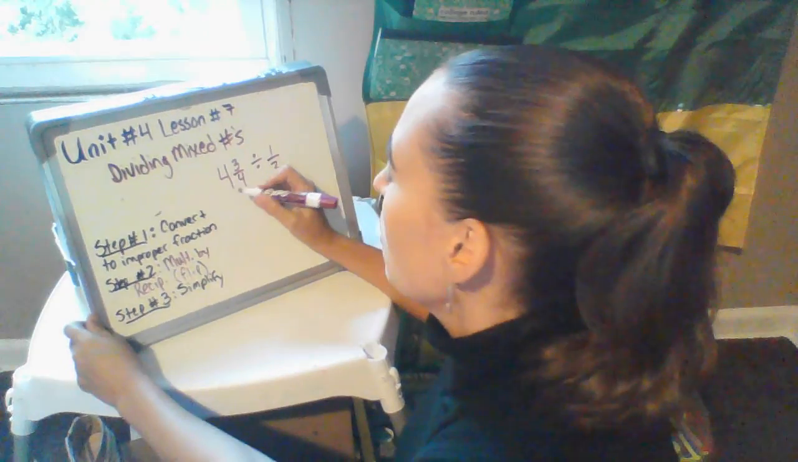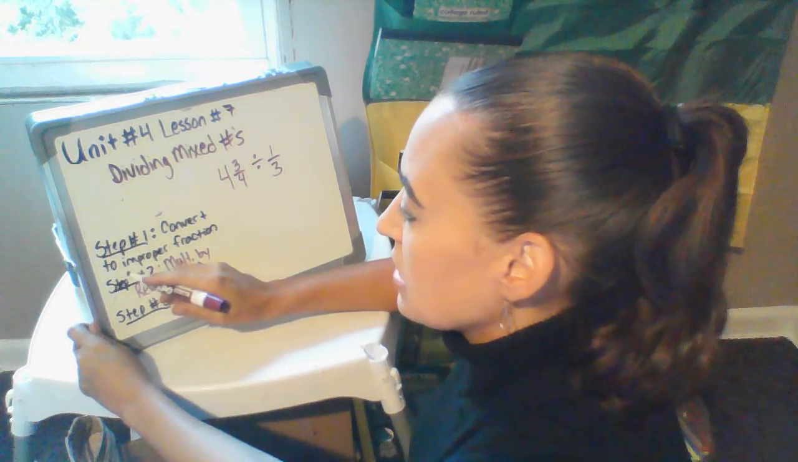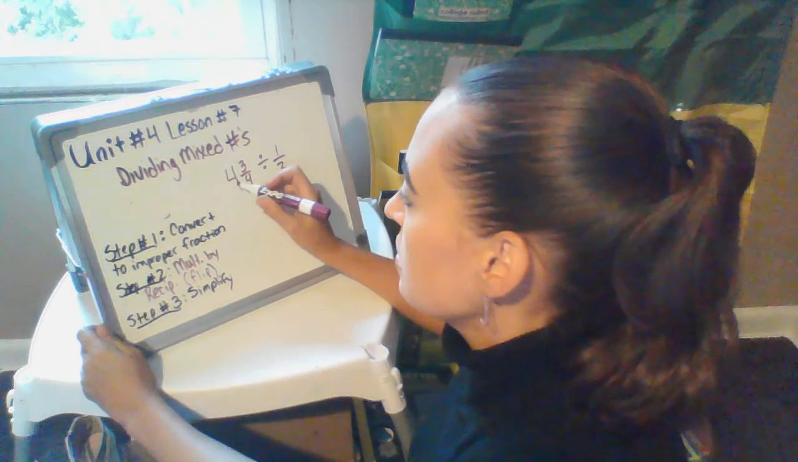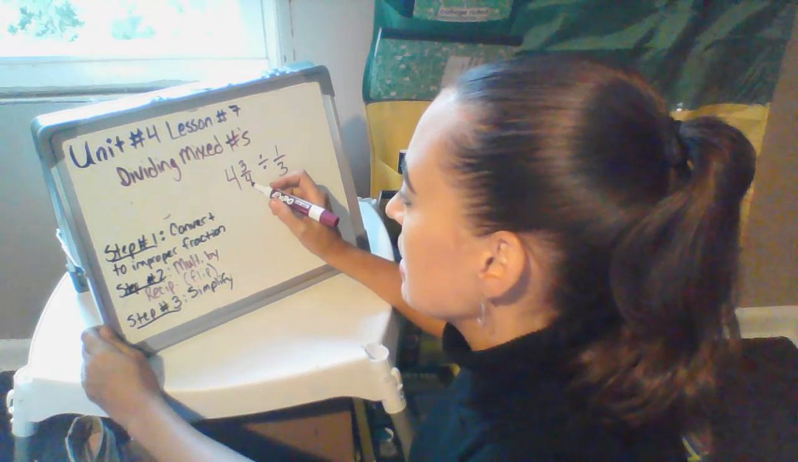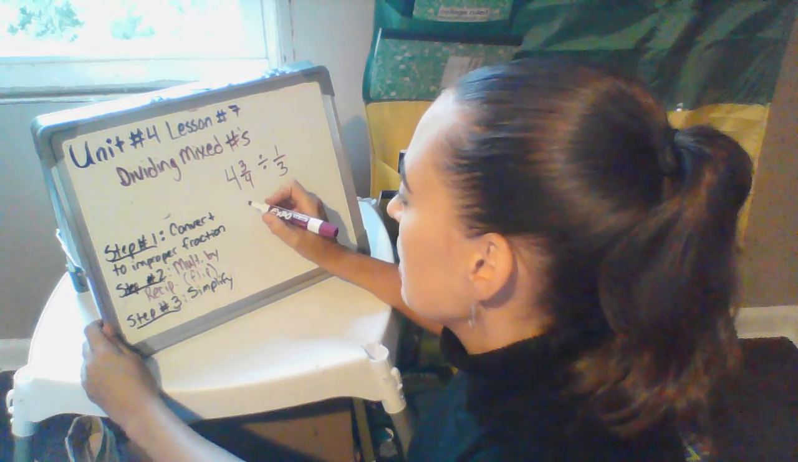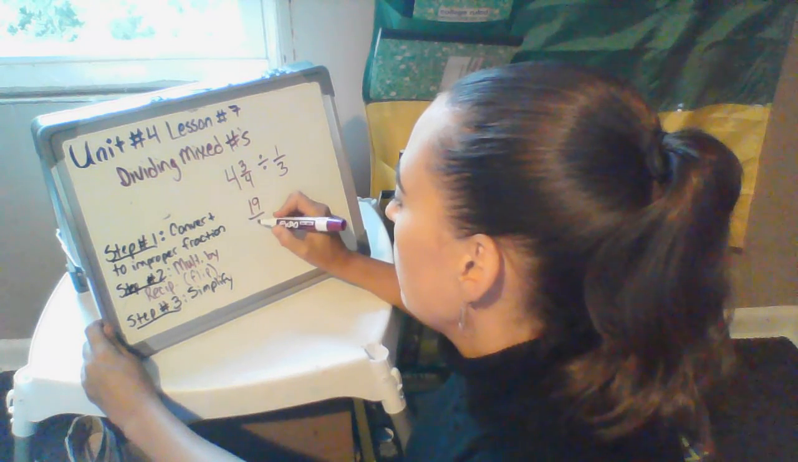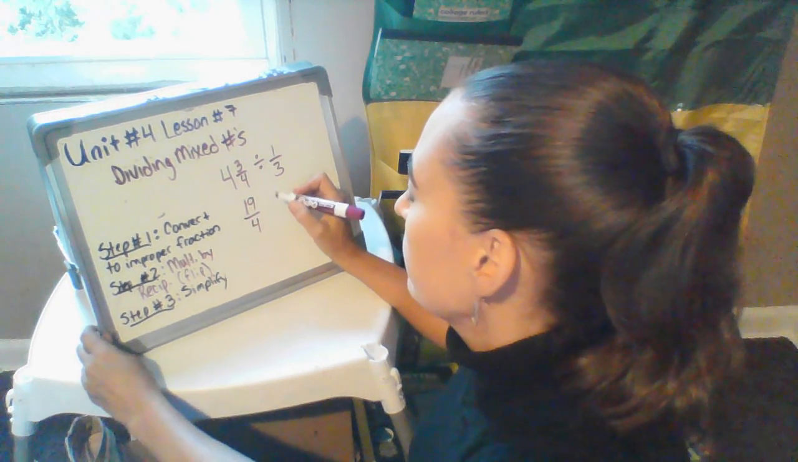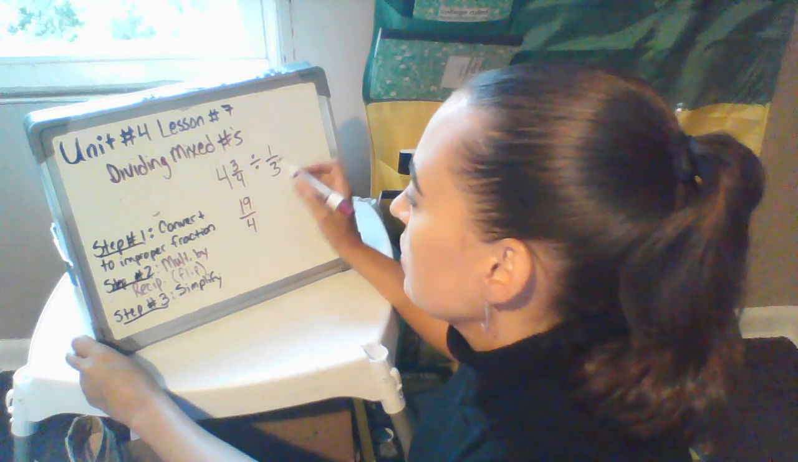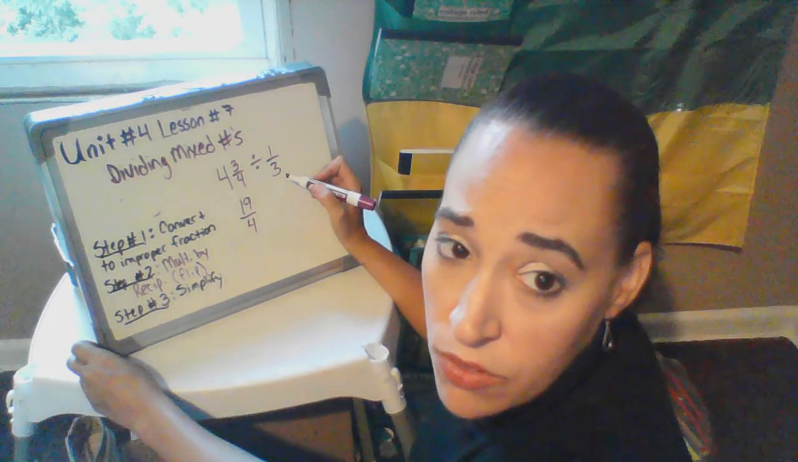All right, so first step, step 1, it says convert to improper fractions. So 4 times 4 is 16. 16 plus 3 is 19. So I have 19 over 4. Okay, now this is already 1/3, so that's already a fraction.